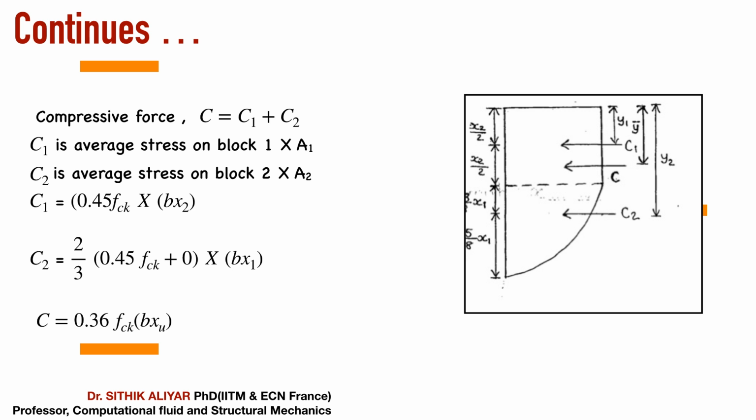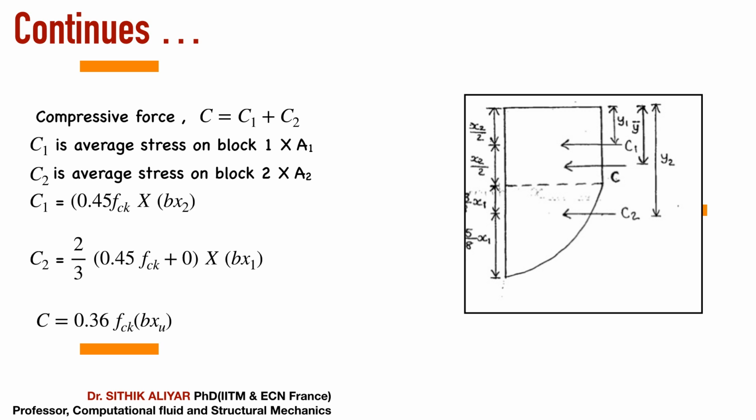Similarly for C2, it's a parabolic area, 2 by 3 of b into h. The stress value is the same, 0.45 fck, into area, which is 2 by 3 of b into x1. So stress into area for C1, stress into area for C2, add both, do the algebra, and you will get the final value 0.36 fck b into xu.